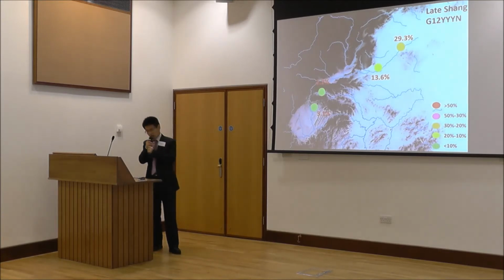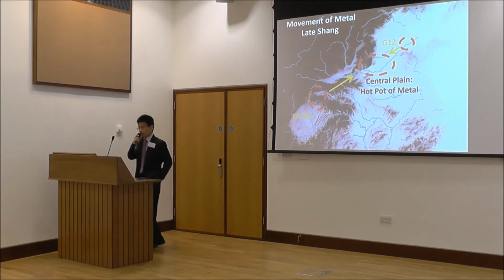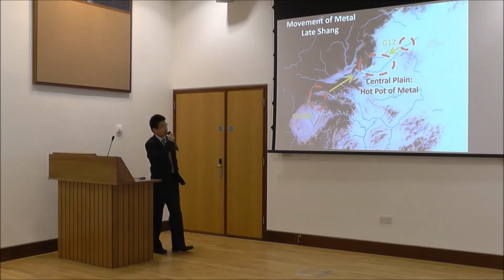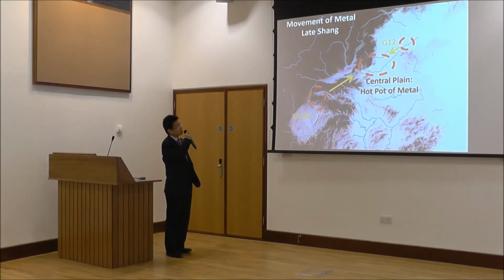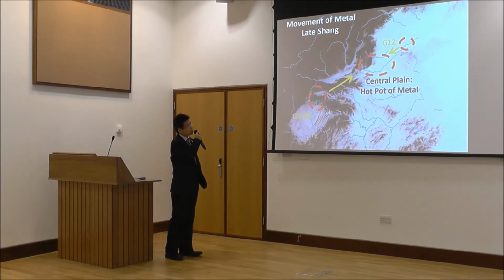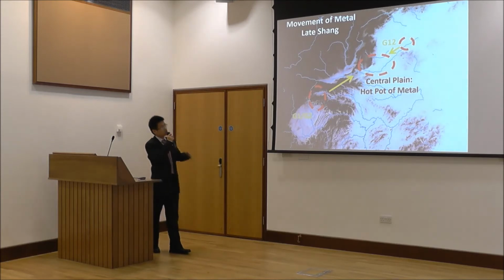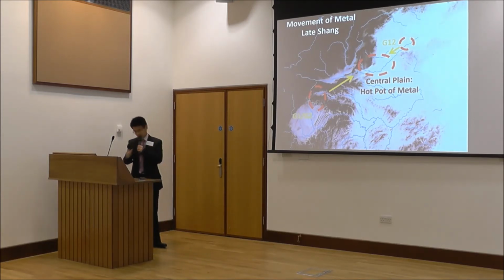So here, the overall picture is, I often use the analogy of a hotpot to describe the Shang people collecting metals from everywhere and bringing them home. And so, here are the details. We have movements of metal, one from the north, one from the west, and one from the east, going into the Central Plain.